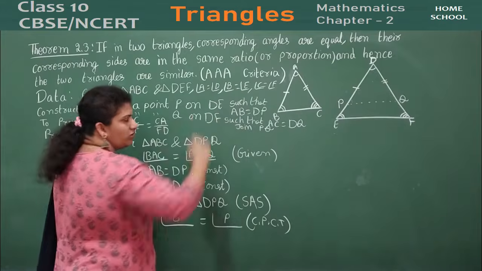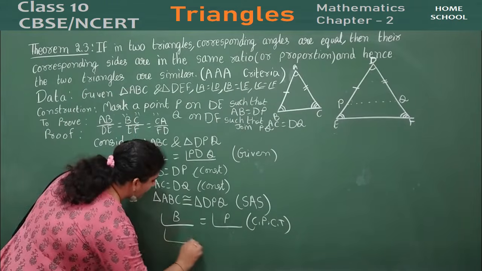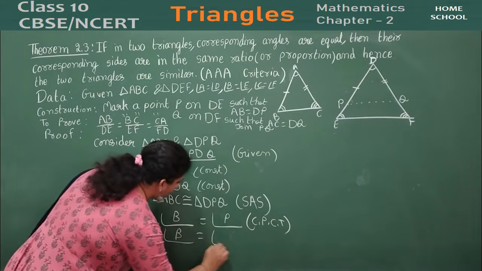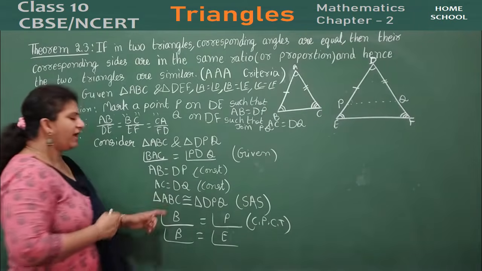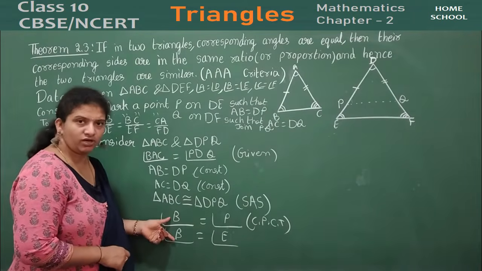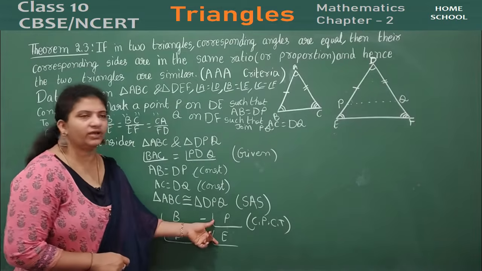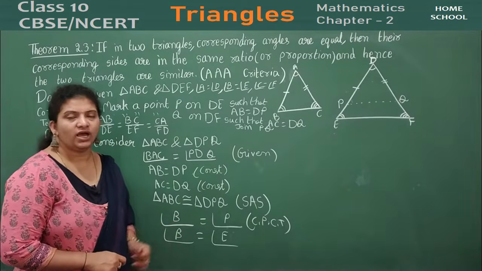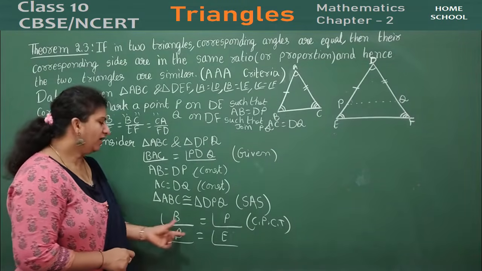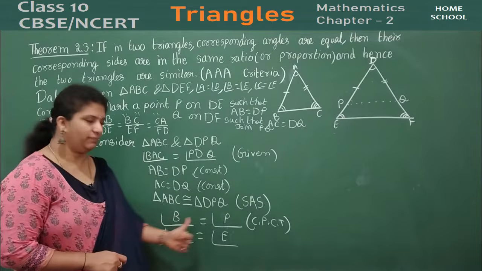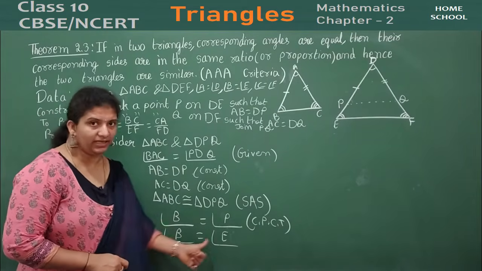Angle B is equal to angle E. Now compare these two angles, children. These two are common, no? So directly you can equate these two. How are we going to equate here? Angle B is equal to angle P. Angle B is equal to angle E.